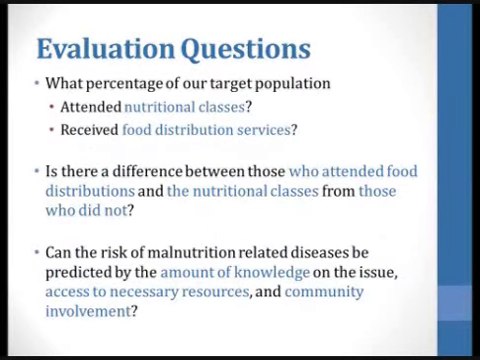For our program evaluation process, we will be answering the following questions. 1. What percentage of our target population attended the nutritional classes? 2. What percentage of our target population attended the food distributions? 3. Is there a difference between those who attended our events and those who didn't? And 4. Can the risk of malnutrition diseases be predicted by the amount of knowledge on the issue, hence our nutritional classes, access to necessary resources such as our food distributions, and community involvement?